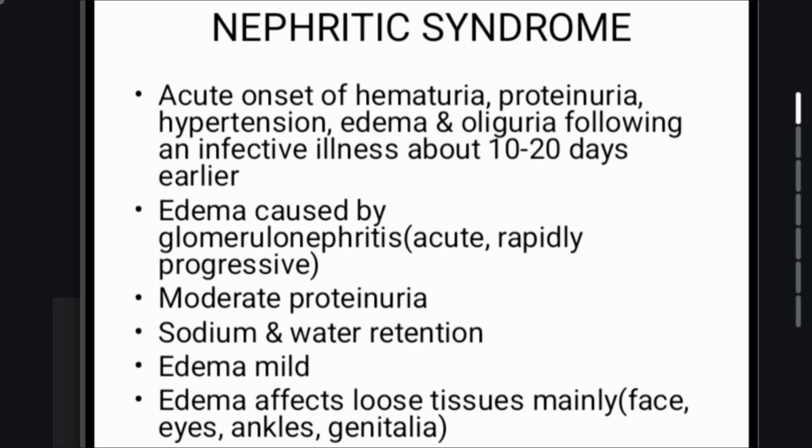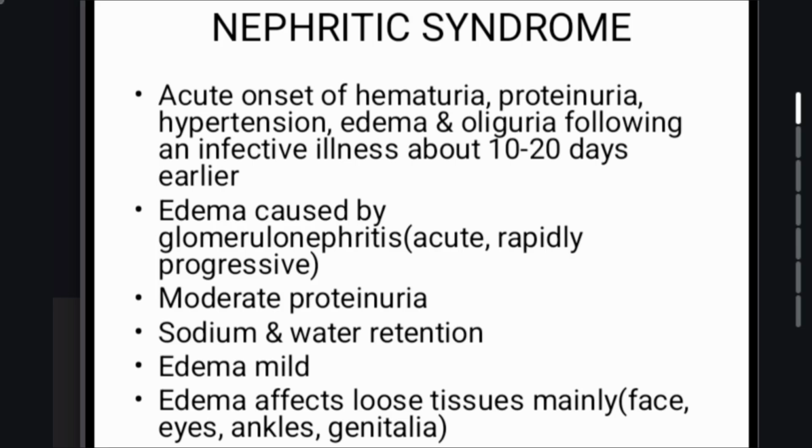So there is edema and oliguria following an infective illness about 10 to 20 days earlier. So 10 to 20 days earlier, somebody would have an infection. Then later they start developing hematuria, proteinuria, hypertension, edema, and even oliguria. So usually it is caused by acute glomerulonephritis. It will be acute and rapidly progressive. So the proteinuria in nephritic syndrome will be more modest. Remember in nephrotic, we talked of marked proteinuria.